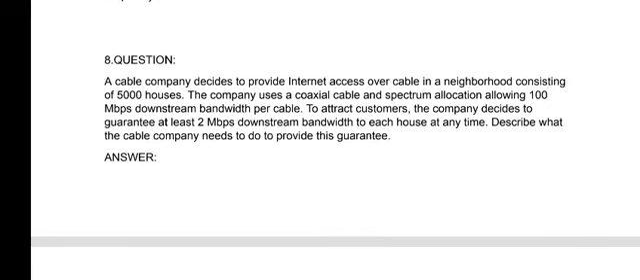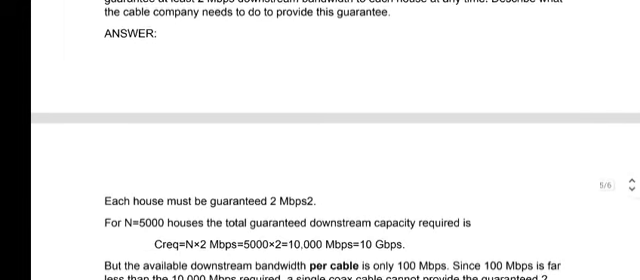Eighth question: a cable company decides to provide internet access over cable in a neighborhood consisting of 5,000 houses. The company uses a coaxial cable and spectrum allocation allowing 100 Mbps downstream bandwidth per cable. To attract customers, the company decides to guarantee at least 2 Mbps downstream bandwidth to each house at any time. Describe what the cable company needs to do to provide this guarantee.